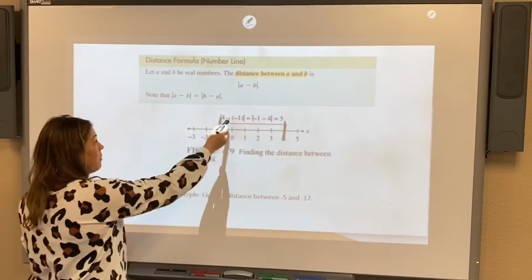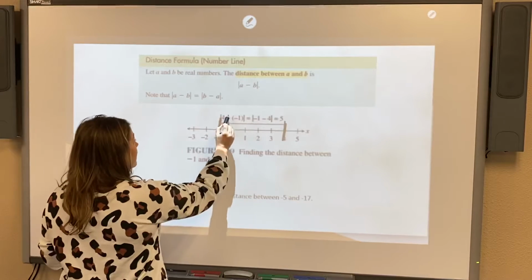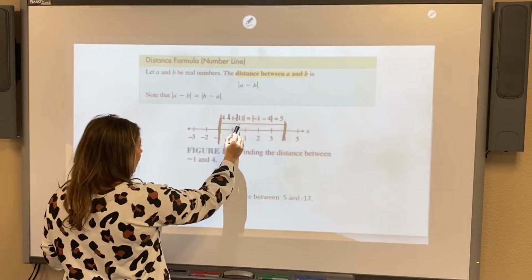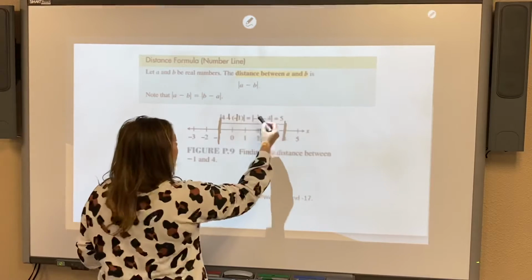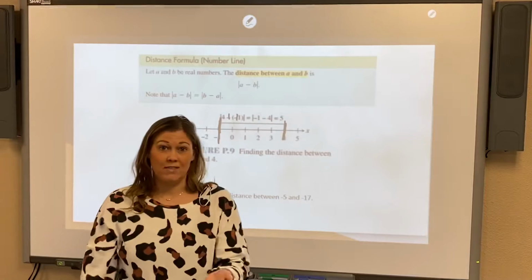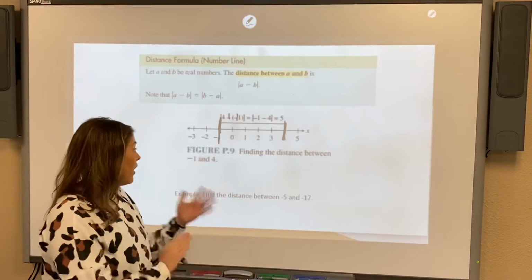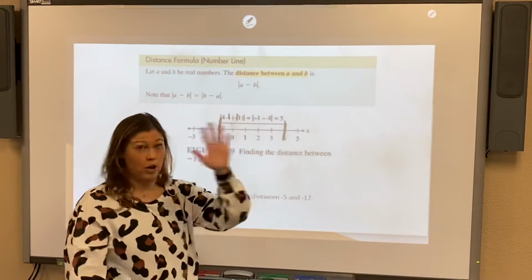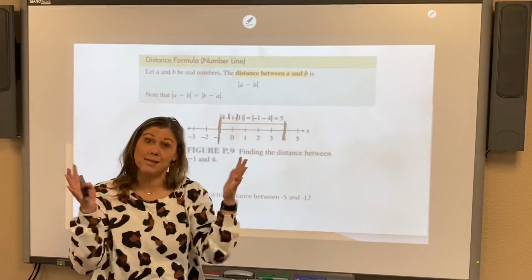So you can do 4 minus a negative 1. That's keep, change. 4 plus 1 is 5, absolute value of 5. Here we have negative 1 minus 4. Negative 1 minus 4 is a negative 5. The absolute value of a negative 5 is 5. So no matter what way you look at it, negative 1 and 4 are 5 units apart. Okay, so the distance is 5.